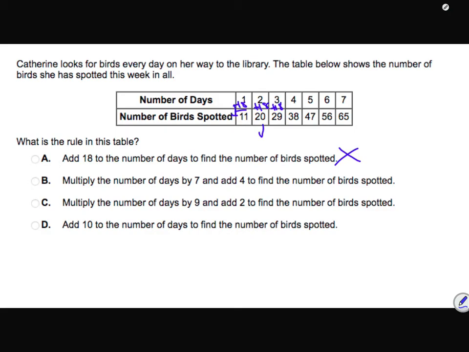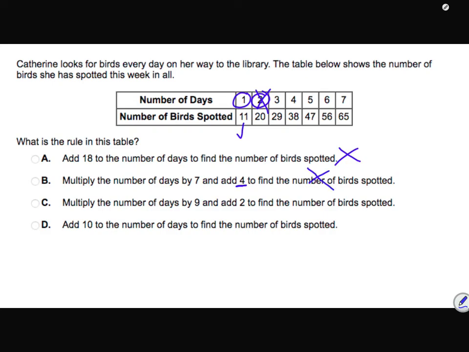B says multiply the number of days by 7 and add 4 to find the number of birds. What? All right, let's try this. Multiply the number of days by 7. So 1 times 7 is 7, and then is 7 plus 4, 11? That one works. Let's see, is 2 times 7 is 14, and then is 14 plus 4, 20? No, that's 18, that doesn't work. I'm gonna try one more. 3 times 7 is 21, and 21 plus 4, no, this doesn't work.